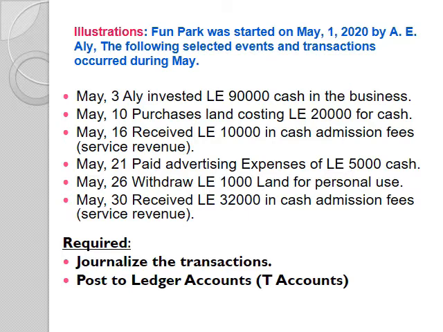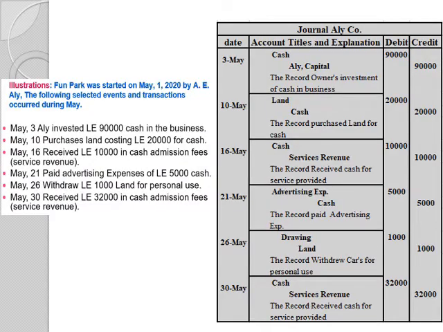Required: number one, journalize the transactions. Number two, post to ledger accounts, T accounts. Transfer to ledgers. First step, analyze transactions and record them in the journal.